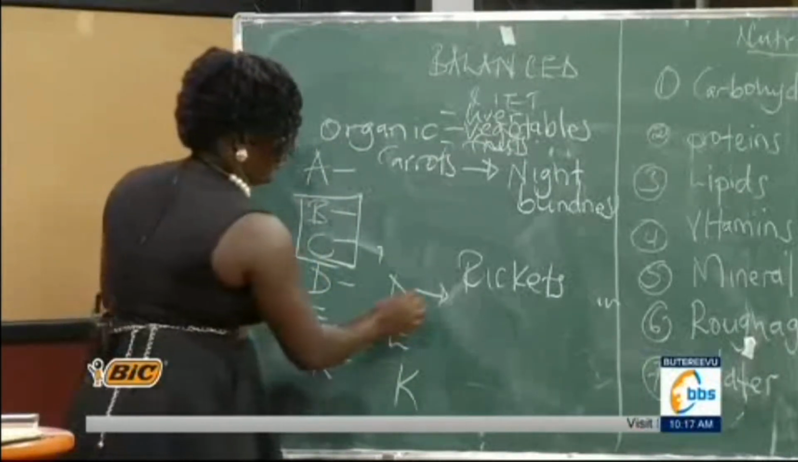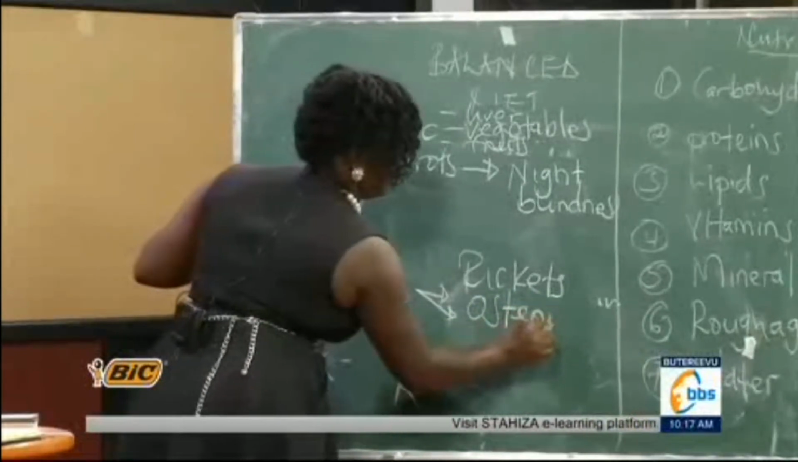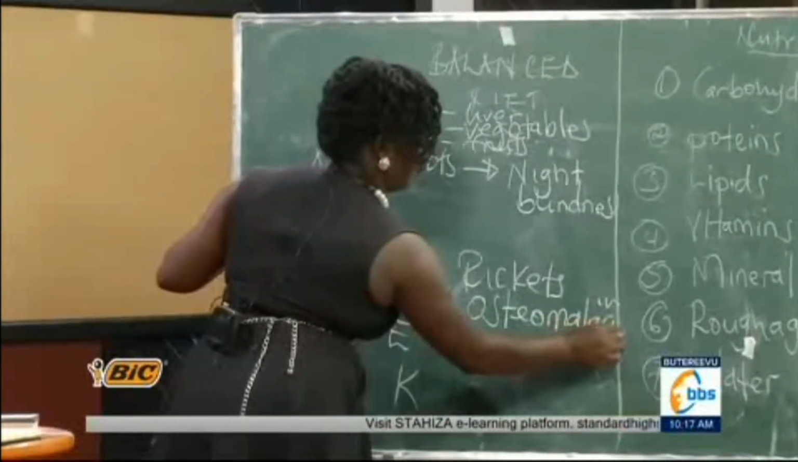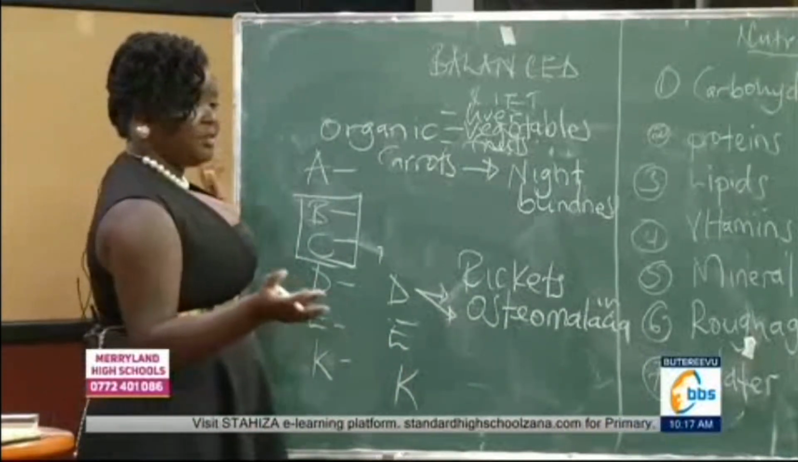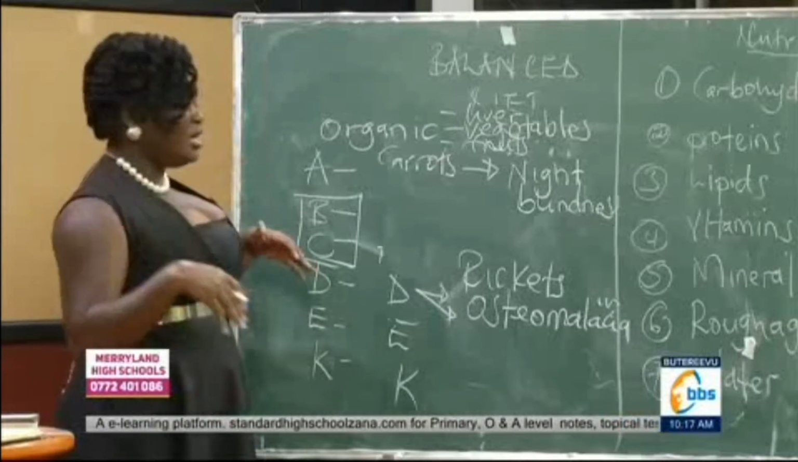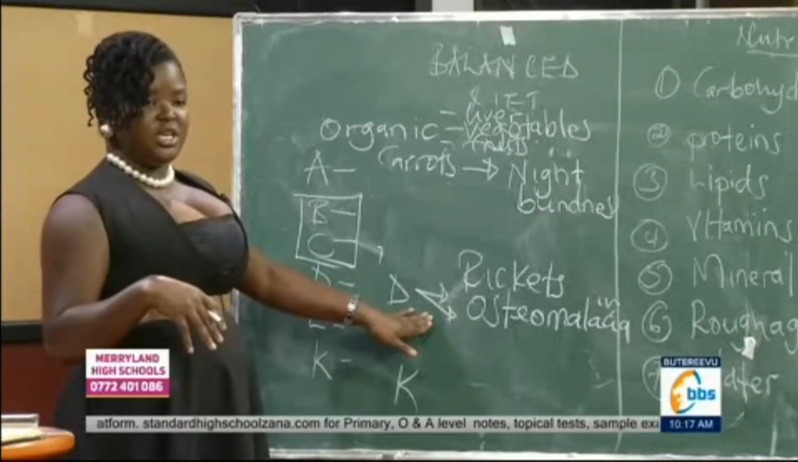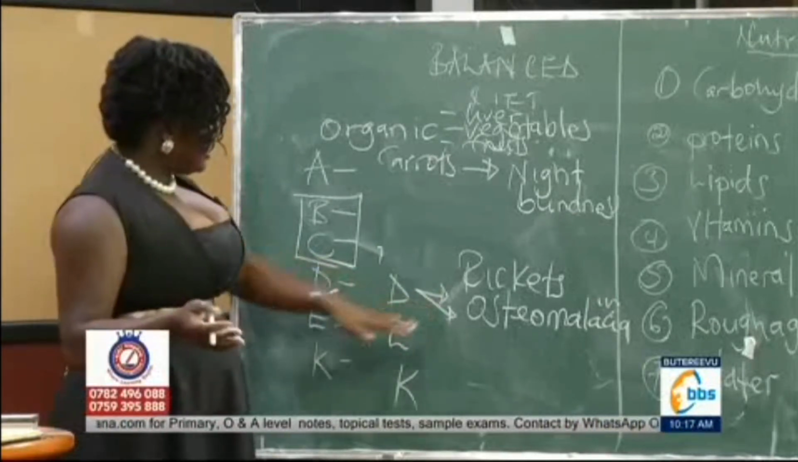And then the elderly will get a condition called osteomalacia. Osteomalacia, weak bones paining. Oftentimes we've had our grandparents complaining of backache, bones, lack of enough vitamin D, and being indoors most of the time. So we need this in our diet.